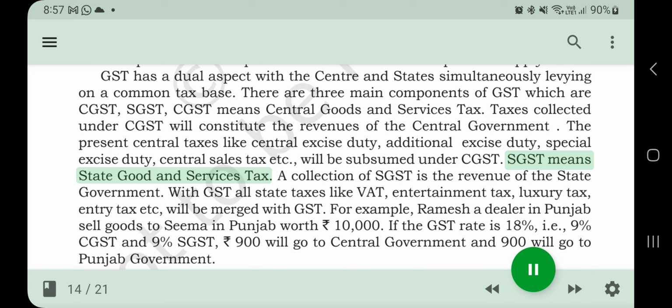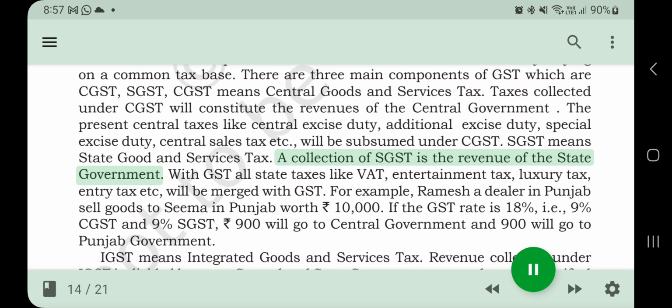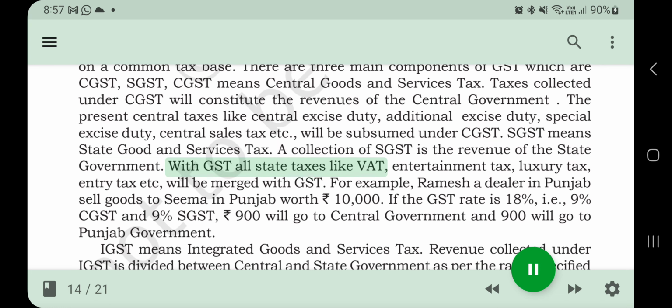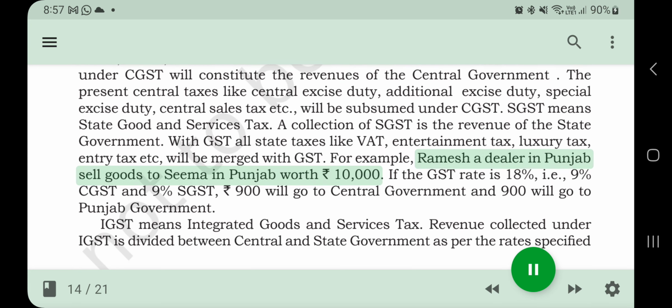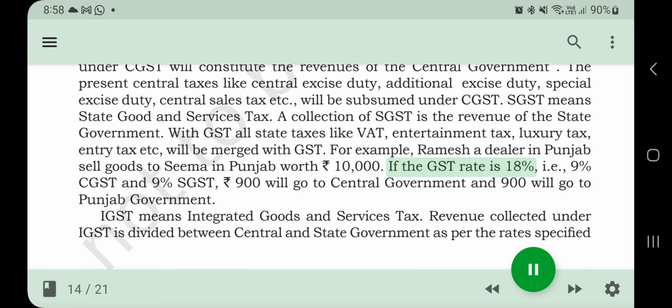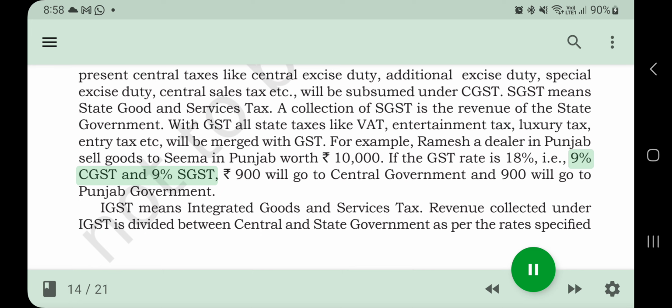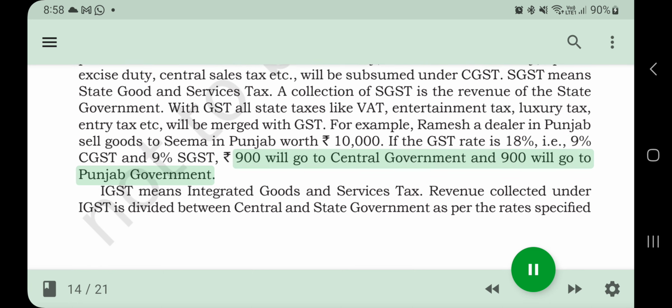SGST means State Goods and Services Tax. Collection of SGST is the revenue of the state government. With GST, all state taxes like VAT, entertainment tax, luxury tax, entry tax etc. will be merged with GST. For example, Ramesh, a dealer in Punjab, sells goods to Seema in Punjab worth $10,000. If the GST rate is 18%, i.e., 9% CGST and 9% SGST, $900 will go to the central government and $900 will go to the Punjab government.